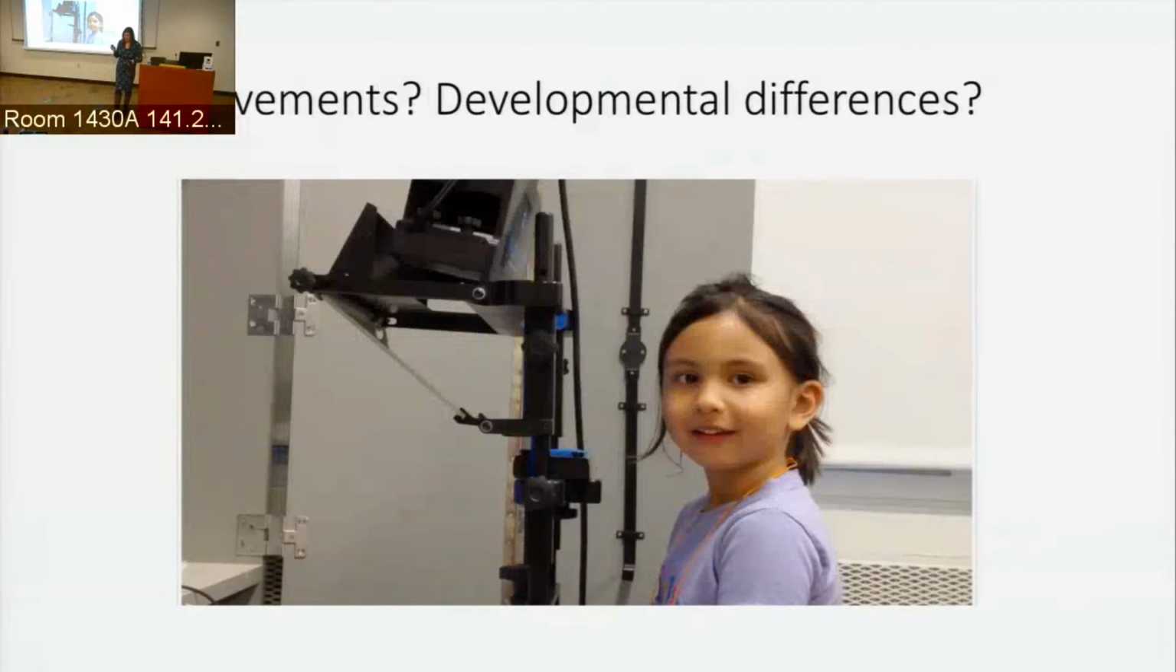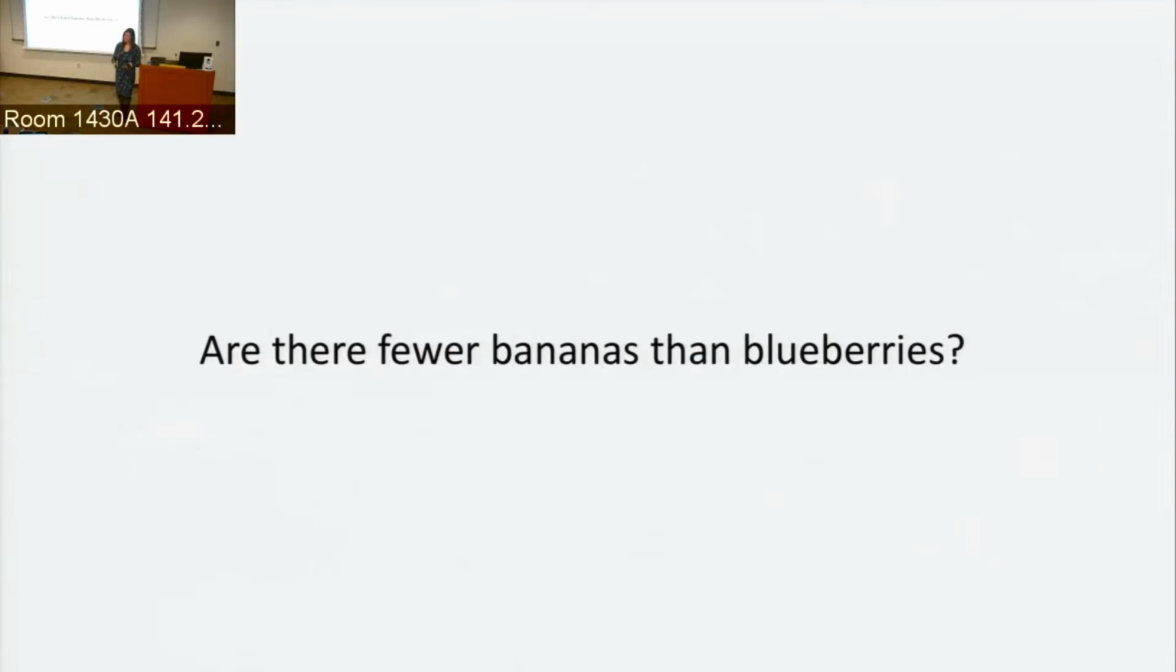So in this study that I'm going to talk about, we used eye tracking to figure out which bar people would look at first in a similar kind of setup. We tested college-age participants, and we also tested young children to see if there were any developmental differences in how they approached the task. So I'm just going to give you a sense of the task real quick.